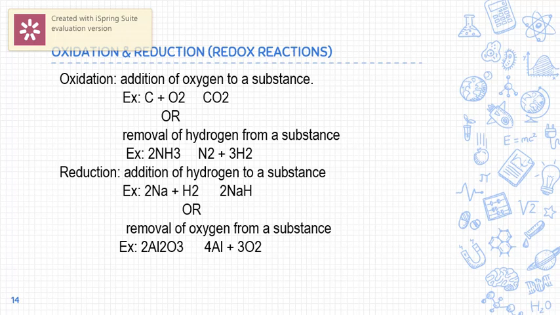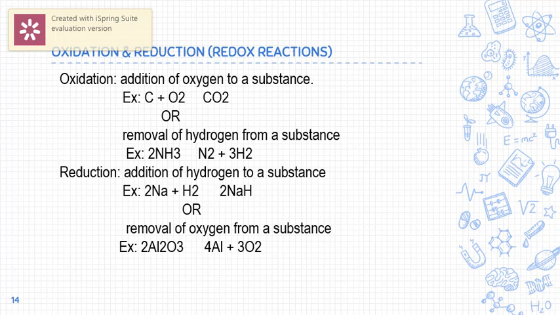According to the classical meaning, oxidation means the addition of oxygen to a substance. In the example I have taken, oxygen is added onto carbon and forms carbon dioxide. So it is the addition of oxygen on carbon, which comes under the category of oxidation reaction. One more way of telling what oxidation is, is removal of hydrogen from a substance. Whenever we remove hydrogen from a substance during a chemical reaction, that also comes under oxidation.